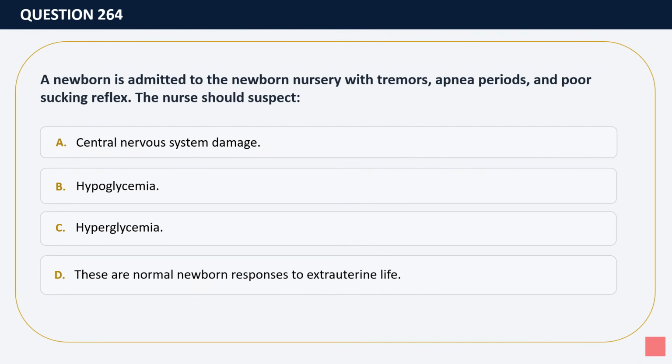Question 264. A newborn is admitted to the newborn nursery with tremors, apnea periods, and poor sucking reflex. The nurse should suspect A. Central nervous system damage. B. Hypoglycemia. C. Hyperglycemia. D. These are normal newborn responses to extrauterine life.